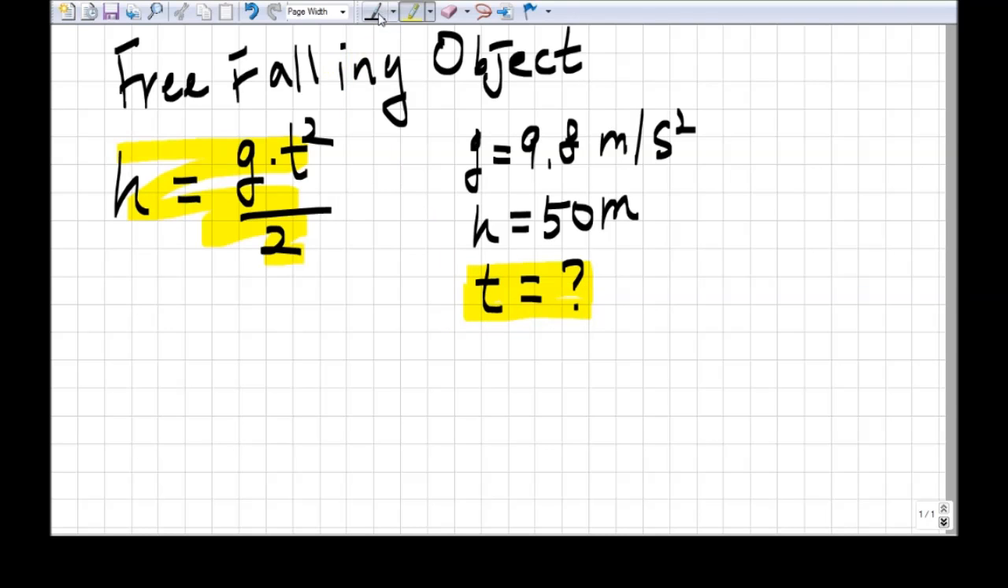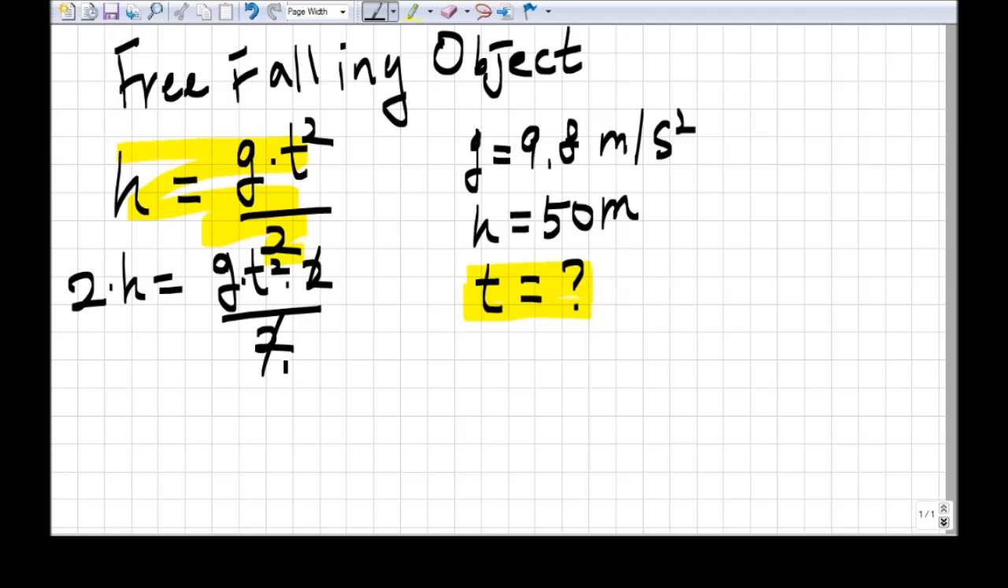How do I do that? Well, that's pure math. So I'm going to start by multiplying 2 to both sides, right side of the equal sign, left side of the equal sign. So this will look like something like this. 2 times h equal g times t squared times 2 over 2. Now what's going to happen? So 2 over 2 will cancel each other out. So what I have left is 2h equals g times t squared.